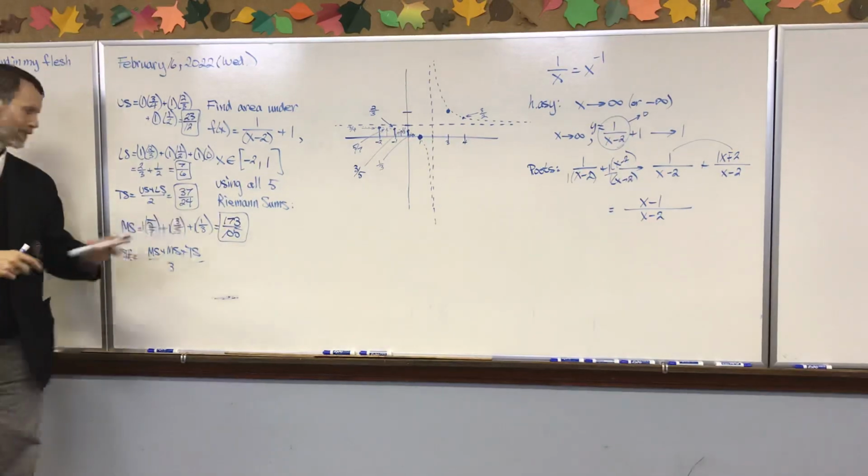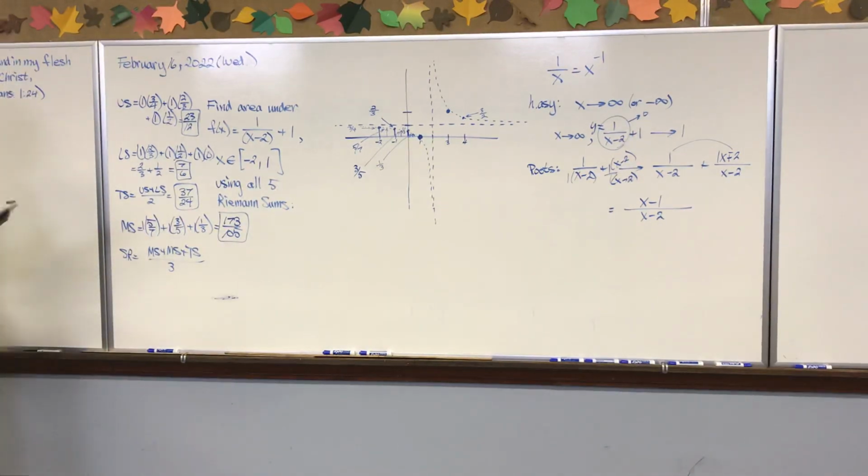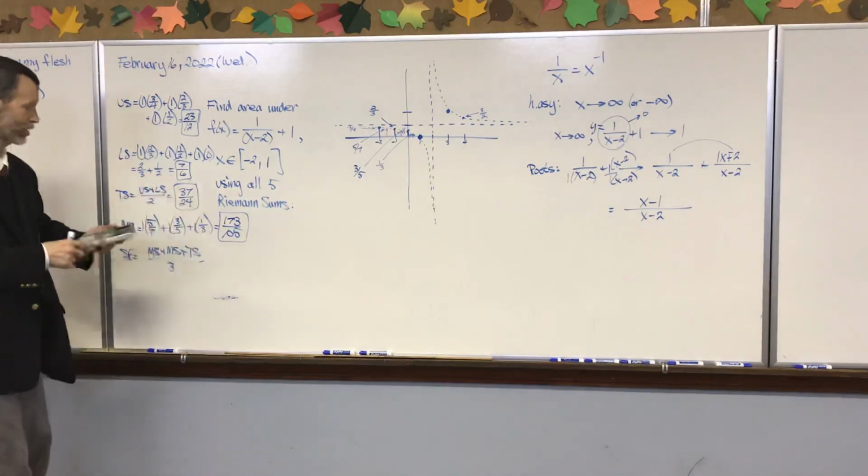Midpoint sum is 173 over 105. If you tried to type in the decimal, I have no idea how many spaces it is before the thing starts repeating, but it's way beyond the calculator. So if you tried to type in, oh, this is close enough, you're going to get a wrong answer. So type in the exact answer whenever you can.